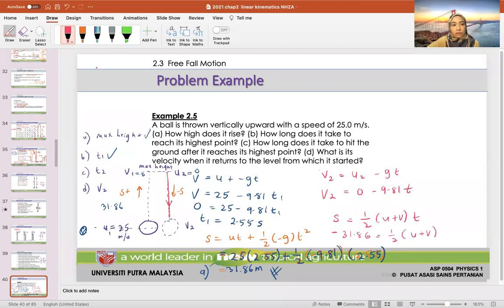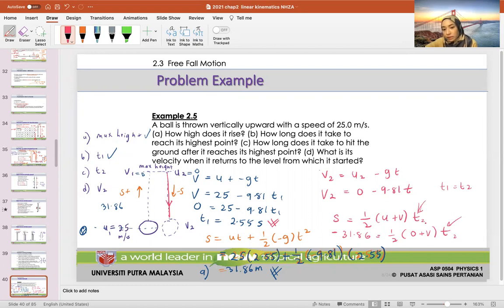Our U is 0. We don't know what our V is. This is U. And we don't know what our T is. Konon-kononnya lah. Tapi sebenarnya kita dah tahu T kita apa. Our T should be equal to this guy. T1 equals to T2. Okay, so let's say kita pakai value T1 lah dalam ni. Kita pakai T1 dalam T2. Kita pakai T1 equals to T2. Then we can solve for S.